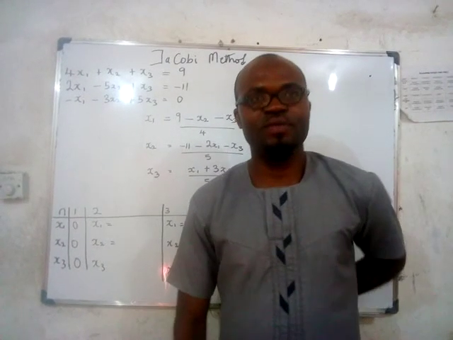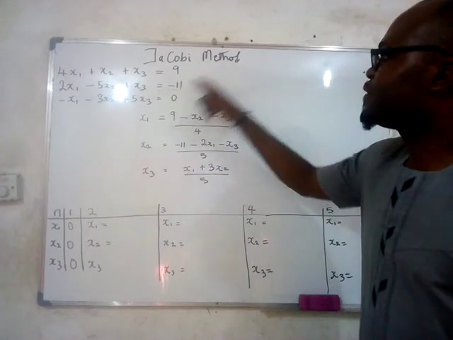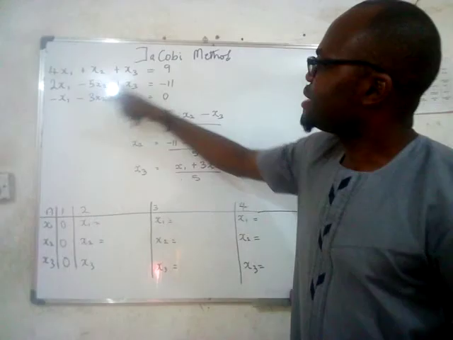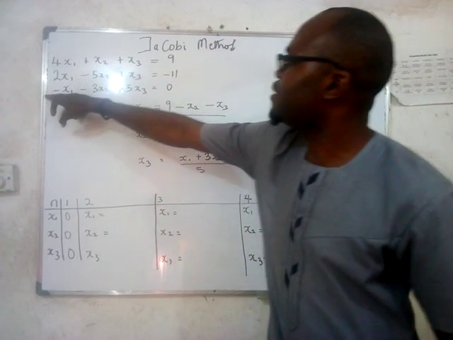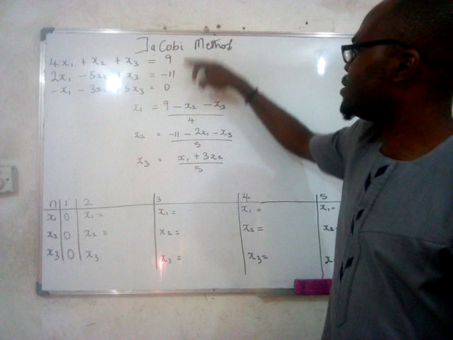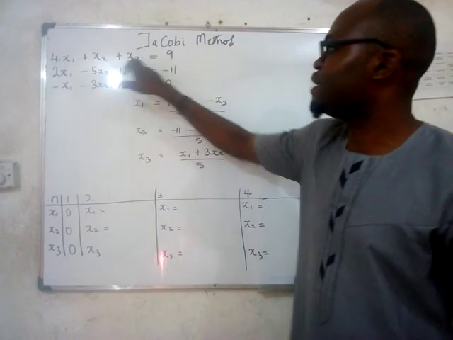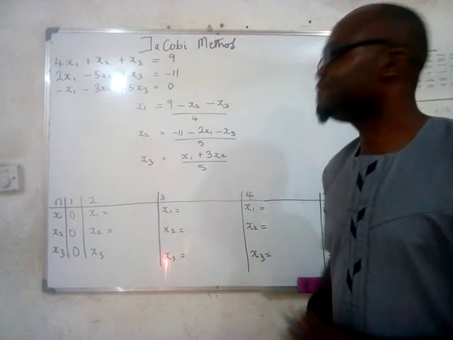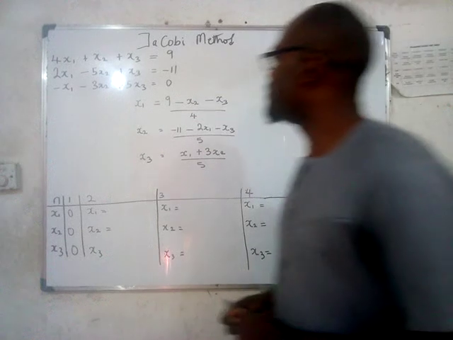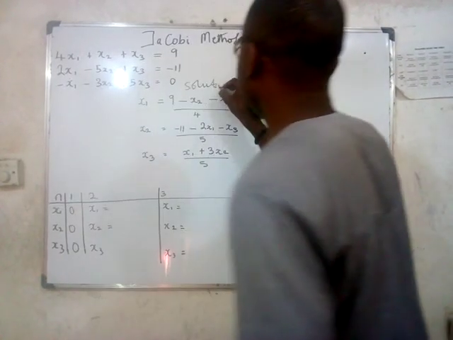Hello, welcome. Today we're going to be looking at the Jacobi method of solving linear simultaneous equations. Given these three linear simultaneous equations, and you're told to find the values of x1, x2, and x3, how can you solve using the Jacobi method? The Jacobi method is a very simple method, and you're going to solve with this solution.